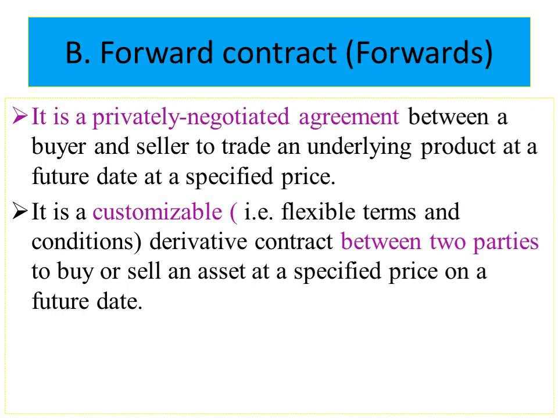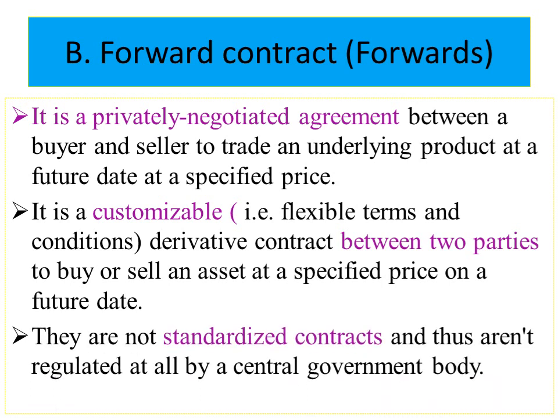A derivative contract between two parties to buy or sell an asset at a specified price on a future date. They are not standardized contracts, so it is the opposite of future contracts, and they are not regulated at all by central government bodies like a future contract. In future contracts, it is regulated by central governments. In forward contracts, it is not regulated by central governments, and it has no standard. You can change it, you can customize it. That is why it is customizable.